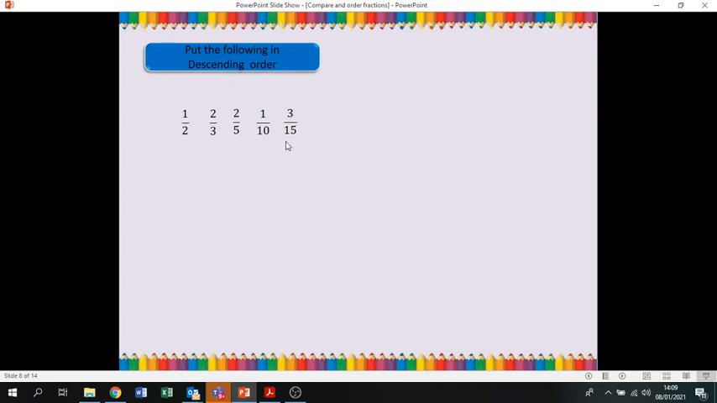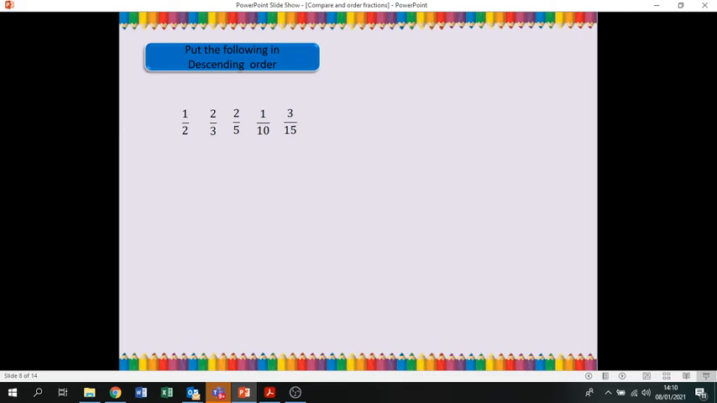Okay, so let's think about how we would have worked these out, guys. All of these have different denominators. So at the minute, we cannot compare or order those fractions until the denominators are all the same. What you should have done is look at all those numbers, 2, 3, 5, 10 and 15, and find the lowest common multiple of all of them. That sounds quite tricky, but if you look at the biggest number, 15, and think about that times table, it goes 15, 30.